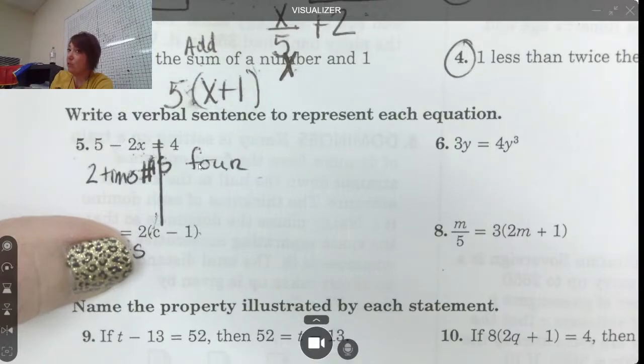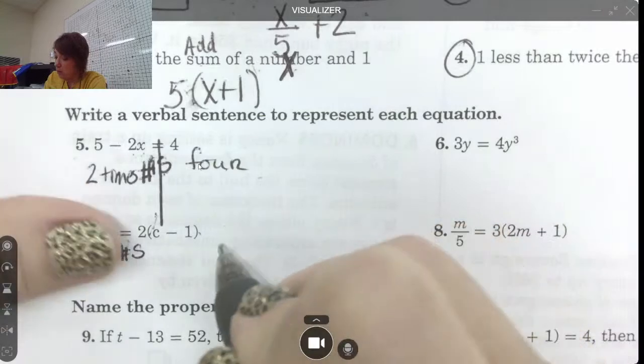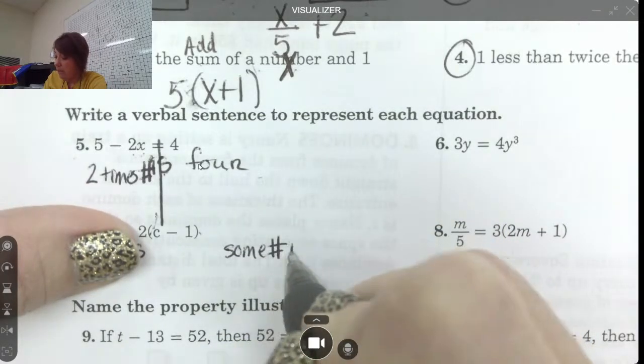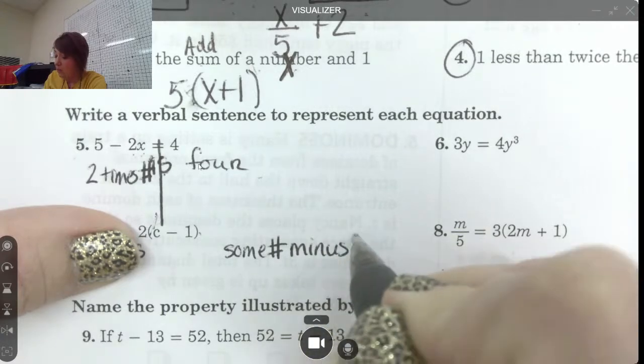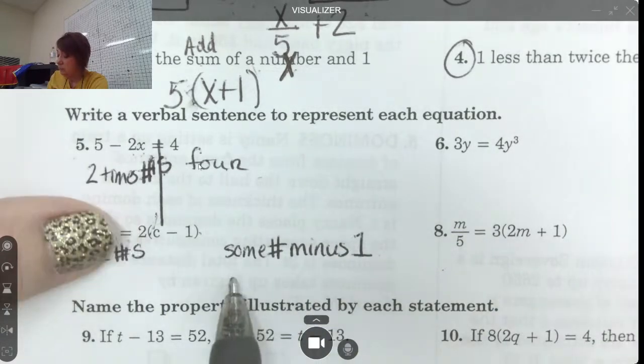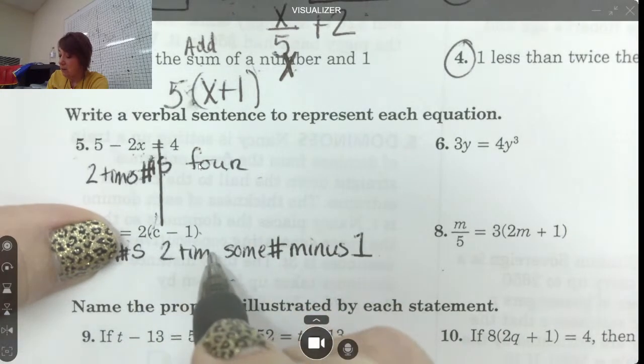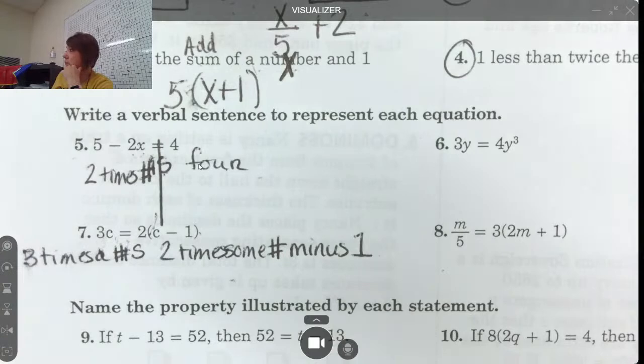What's going to be easiest for us? Some number minus 1. So some number minus 1. And then what did we do to that? So we would do 2 times some number minus 1. Afterward? Yeah, you could do that. You sure could. As long as it makes sense, right?